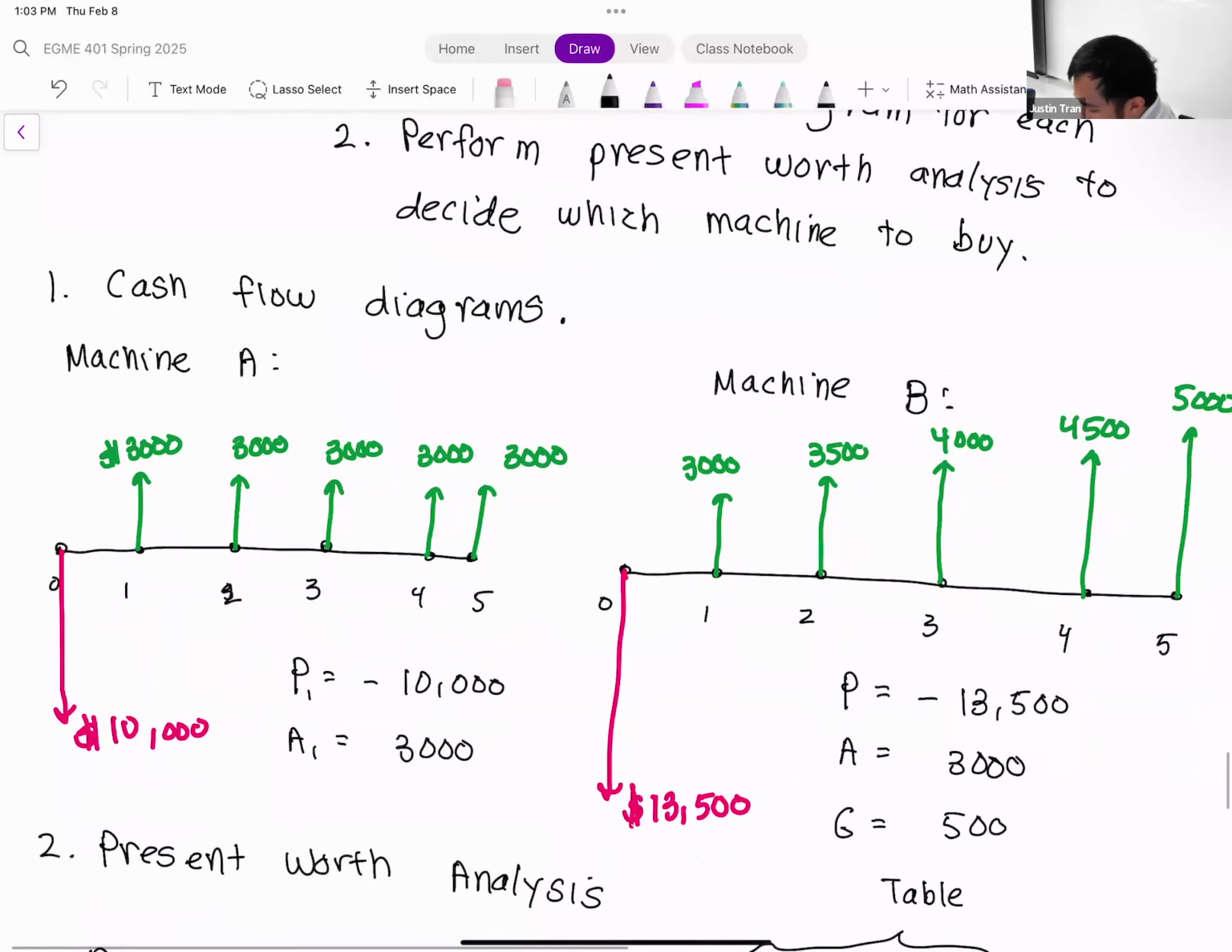So first thing we wanted to do is draw their cash flow diagrams, and so we did that here. Okay, so both machines are going to be used for 5 years, and so machine A, you can see there has that big initial cost of $10,000, and then we have a steady revenue after that. So we have a uniform series of $3,000 in years 1 through 5, right? Whereas machine B, we have the higher initial cost. That's that down arrow of 13,500, and we have a ramping up revenue. So we have 3,000, 3,500, 4,000, so on and so forth. Okay.